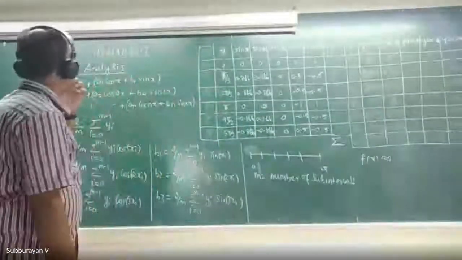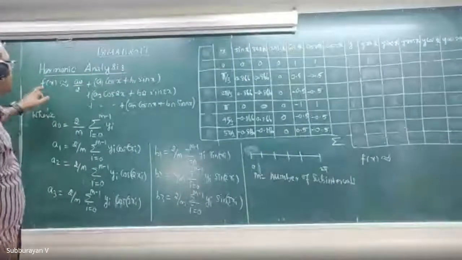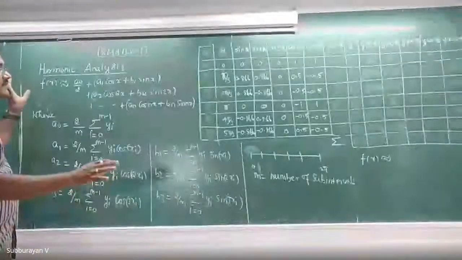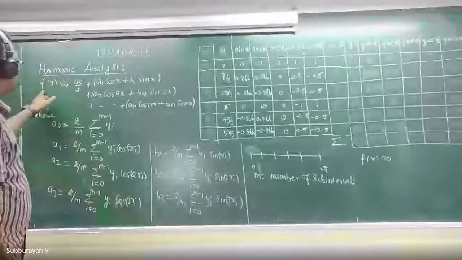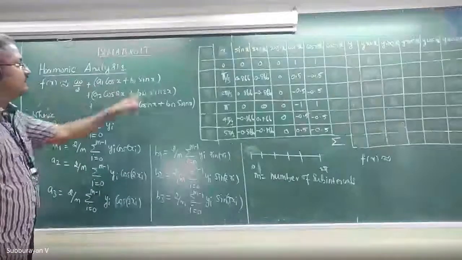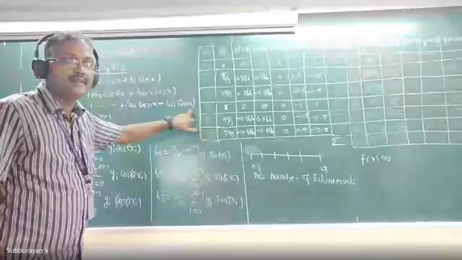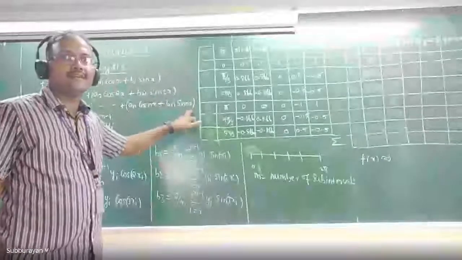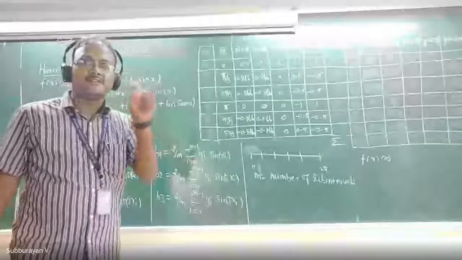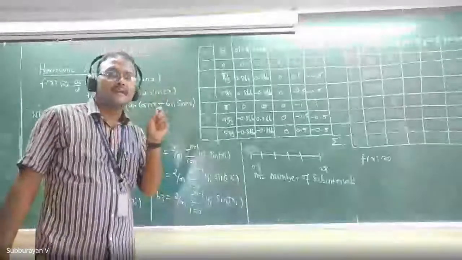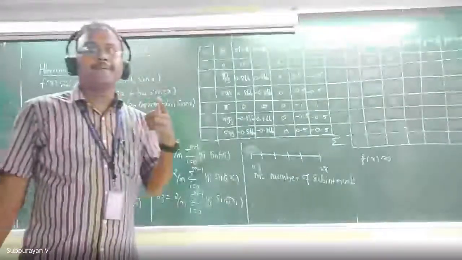Fine. Now, today's topic is harmonic analysis. That is, f of x is some function, and here we are going to be given only the discrete data. Now this f of x is approximated as a Fourier series up to the nth harmonic. Nth harmonic means an cos nx plus bn sin nx. And the first harmonic is a1 cos x plus b1 sin x. This is called the first harmonic or fundamental harmonic.